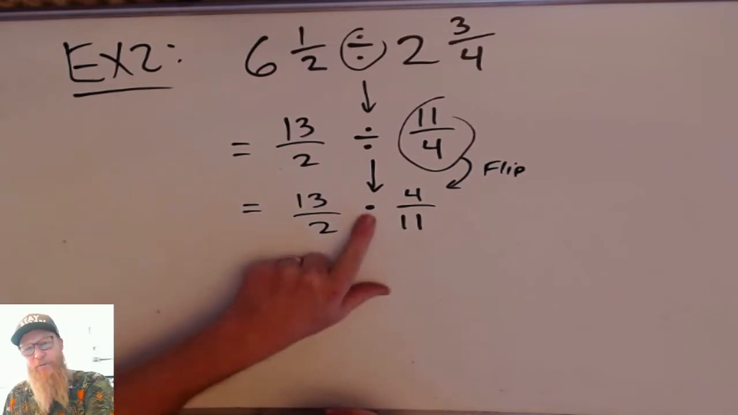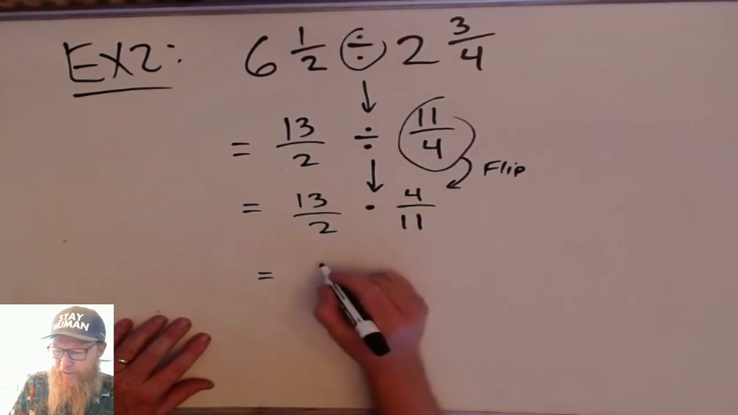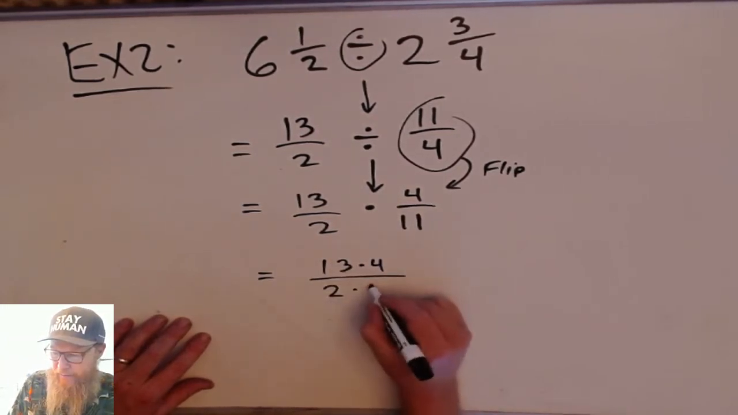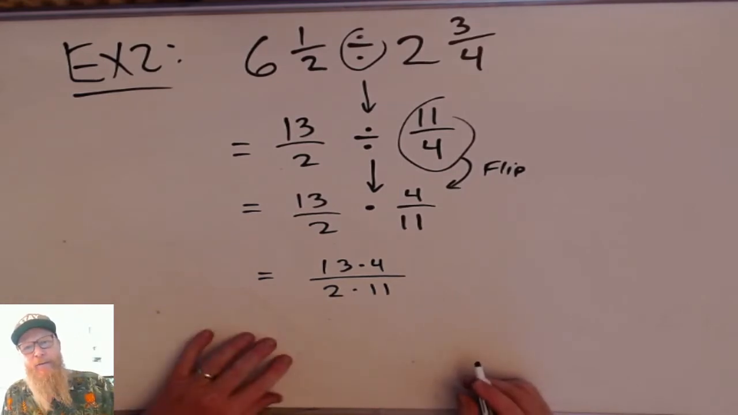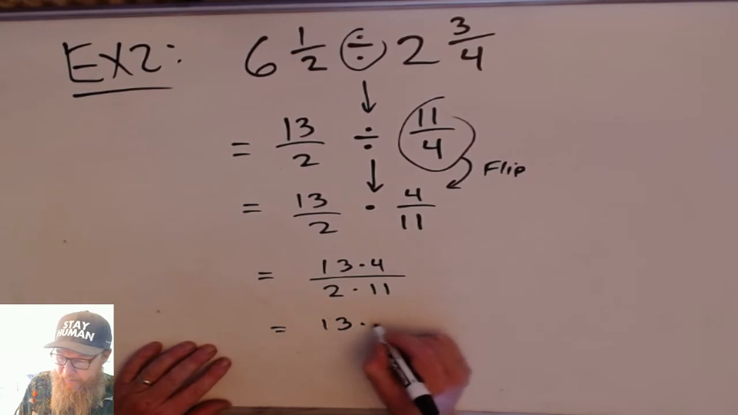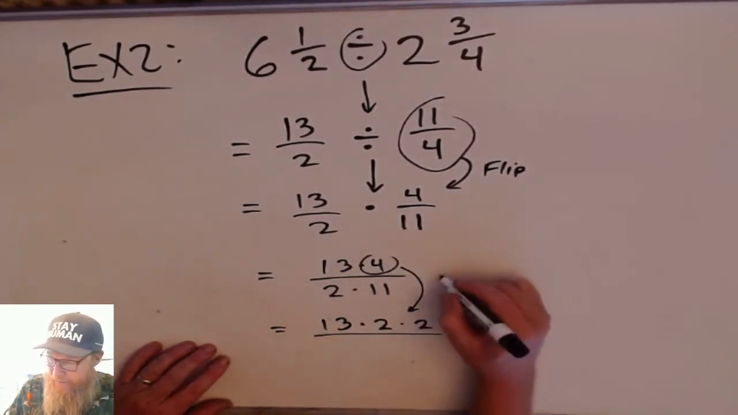And then change to multiply. All right, multiply straight across. All right, and then try to reduce. This time I have a number that can be factored.